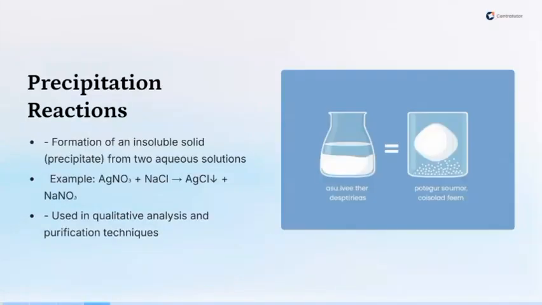Next, we have what is called precipitation reaction. At the beginning, I remember saying something about qualitative analysis and quantitative analysis. Qualitative analysis is when you talk about titration. When you talk about quantitative analysis, that's when you're trying to examine elements or compounds that are present in a particular unknown sample. So that's quantitative analysis.